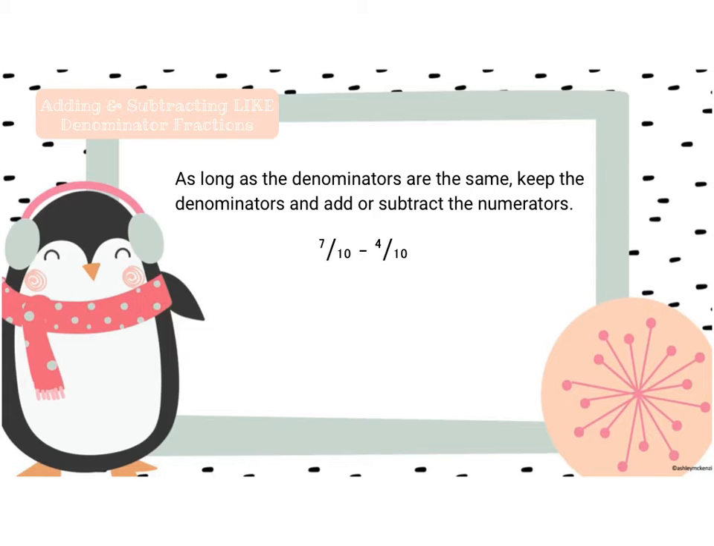As long as the denominators are the same, you're going to keep the denominators and just add or subtract the numerators. Nothing changes on the bottom. The only thing that changes is the top number. So if I have 7 minus 4, what would my numerator be? 3. What is my denominator? 10. It stays the same. It's still 10. Okay? It is pretty easy. Not too bad so far.